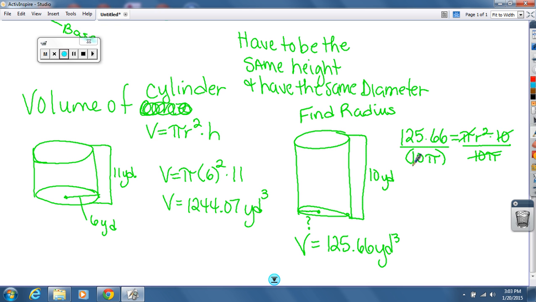So when I do that, remember that if you have two things in the denominator, it needs to have parentheses. Okay, so 125.66 divided by 10 pi. And you get 3.999. So we're going to say 4. And we have the radius squared. So at this point, we get rid of that 2 by square rooting it. It's always the last thing we do. And the square root of 4 is 2. So my radius for this particular problem is 2 yards. Okay? So that's when you want to find the radius. Now what if I wanted to find my height? Let's try one more.